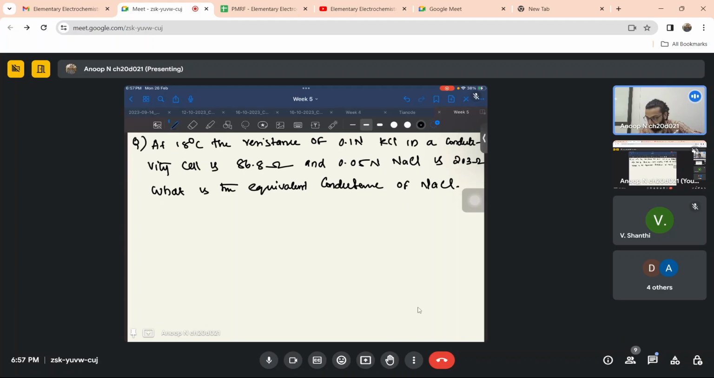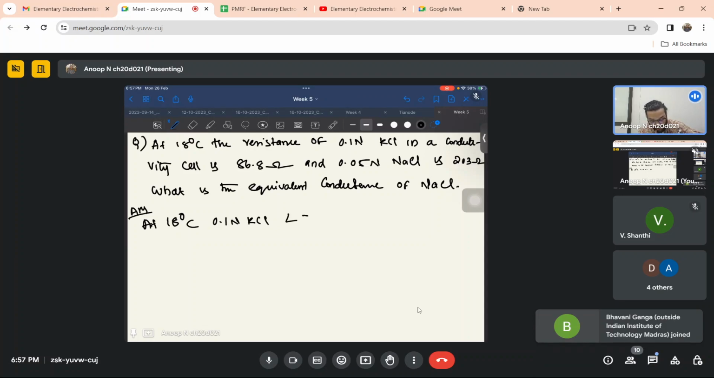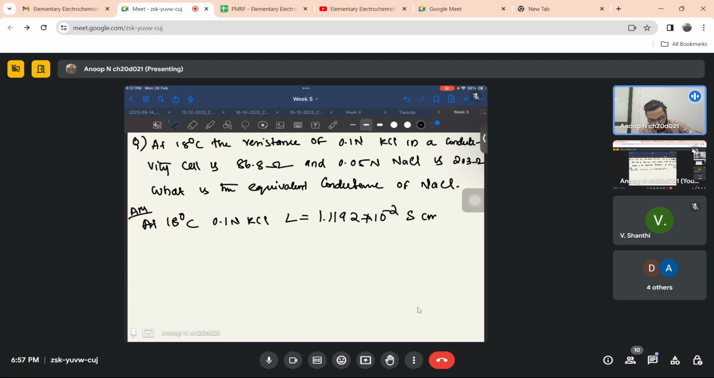From the table given in the class, we can write at 18 degree centigrade, for 0.1 normal KCl, we have L is equal to 1.1192 into 10 raised to minus 2 Siemens centimeter raised to minus 1, or ohm inverse centimeter raised to minus 1. So from here, can you calculate the equivalent conductance or molar conductance? In this case, it's given in normal, so we'll stick to the term equivalent conductance of the 0.05 normal NaCl solution.